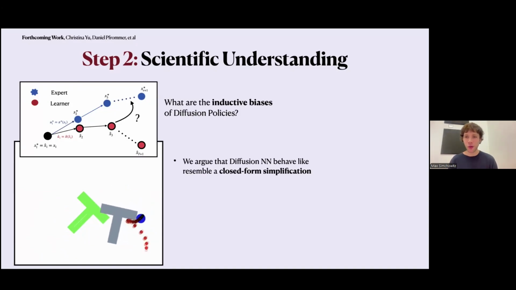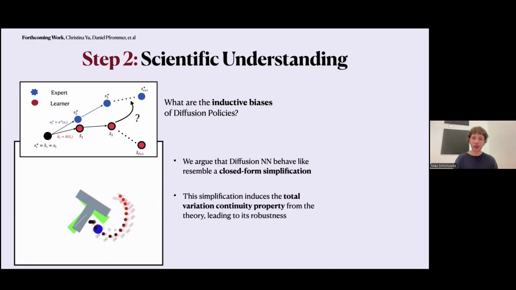Now, because the paper is not quite out yet, I won't tell you what that simplification is, but suffice it to say that it gives us a nice scientific model to understand what the neural network might be inclined to do in one way or another. In particular, we show that this simplification induces this property of total variation continuity that we saw in the last slide, the mathematical property that we want to encourage if we want robust policies to imitate a human behavior.